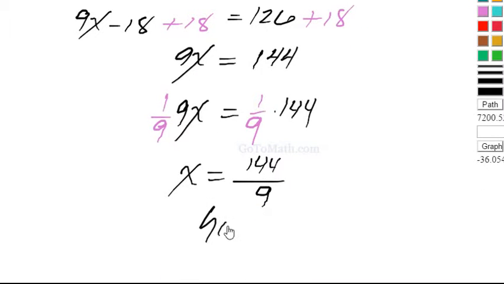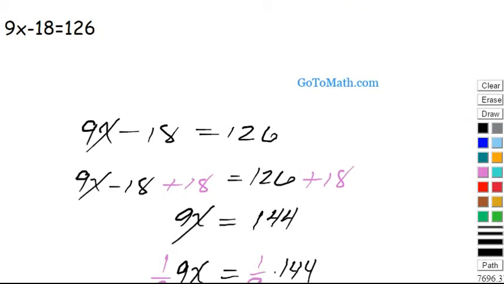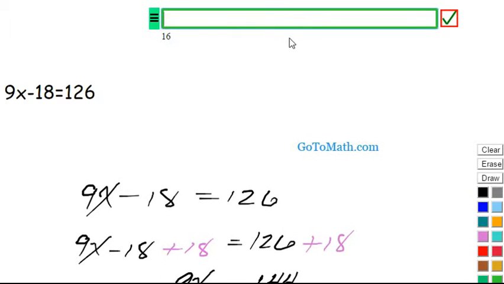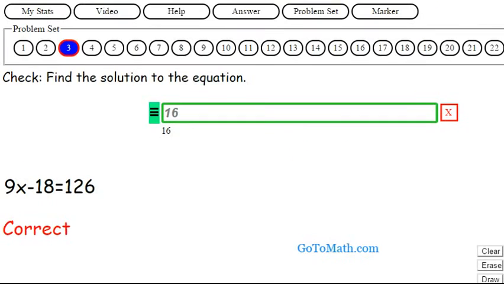Anyway, so the solution to this equation is 16, all right? And you can always check that by plugging 16 in right here. 9 times 16 minus 18 should give you 126. If it doesn't, then that's the wrong solution, right? So we just want to check to make sure that's good and make sure the answer up here is good.